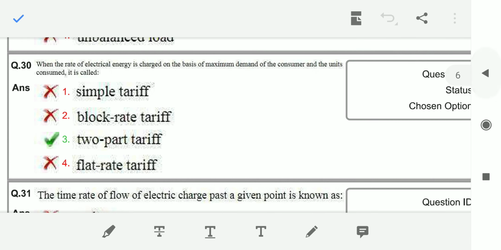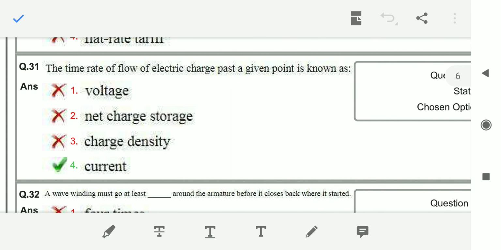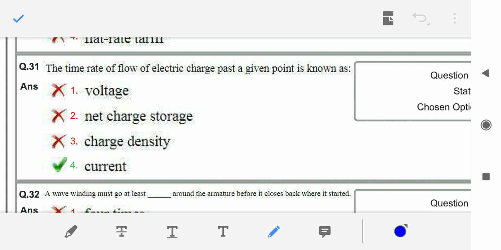Next, the time rate of flow of electric charge past a given point is what? See, time rate of charge.